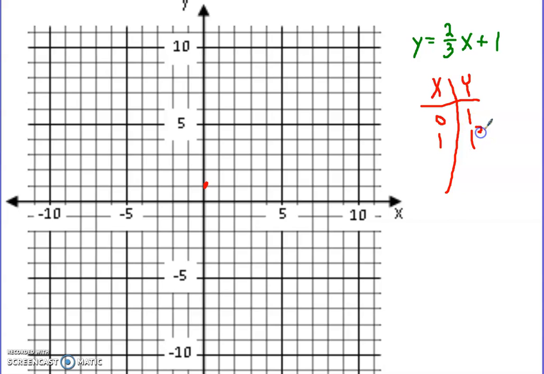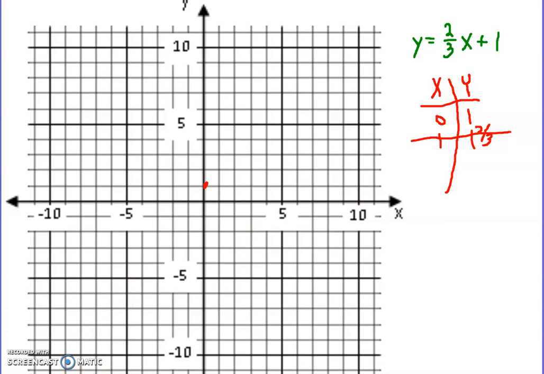Now, you can graph that, but you're kind of guessing. If I go over 1 and then up 1 and 2/3, it's right around here, but I don't really know exactly where 2/3 is. So I really don't want to use that point. You don't want to graph fractions if you can avoid it. So you're saying, well, what number do I choose? If I try 2, I'm still going to get a fraction. If I try 5, I'm still going to get a fraction.